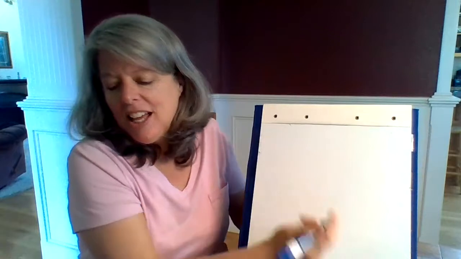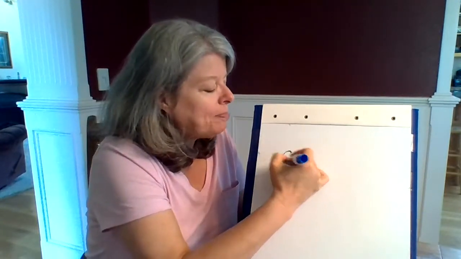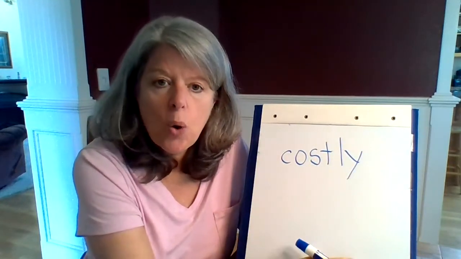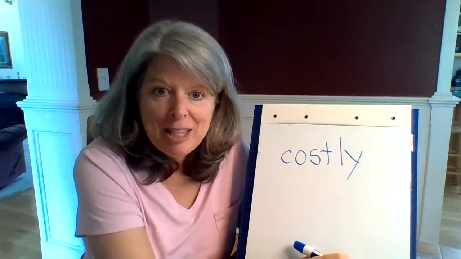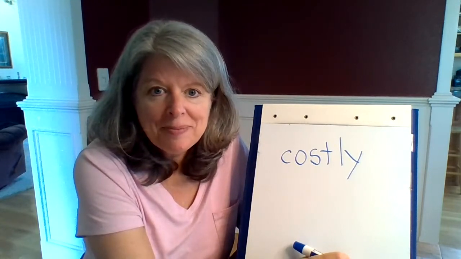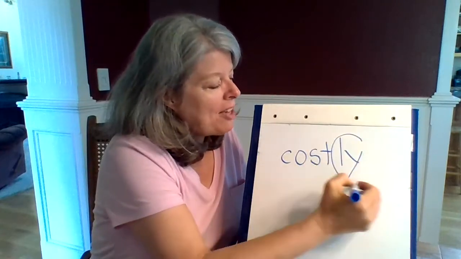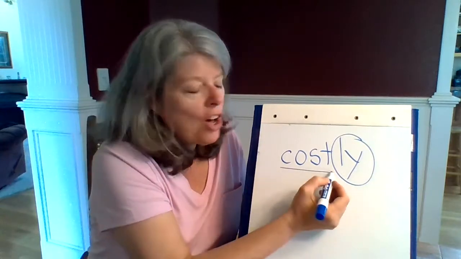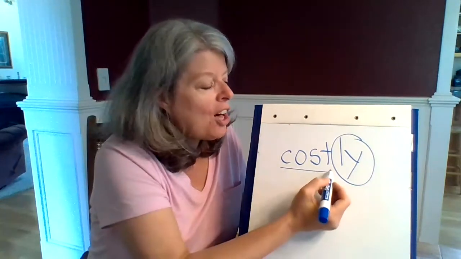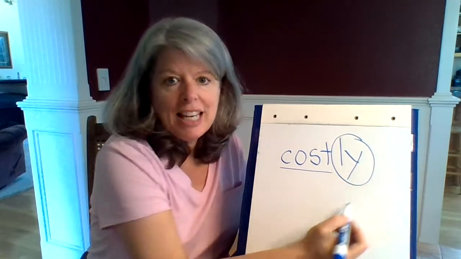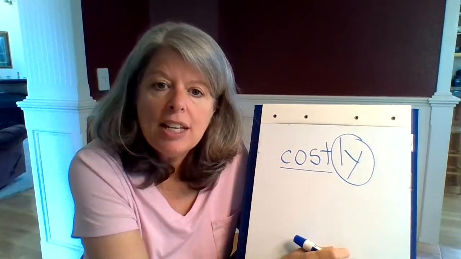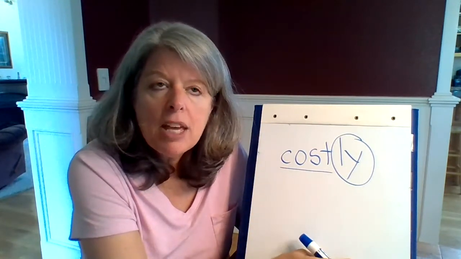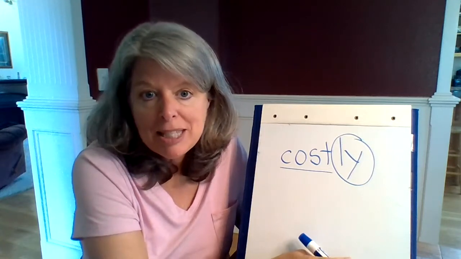All right. Write down these letters. C, O, S, T, L, Y. What chunk do you see at the beginning or end of this root word? Circle it. L-Y. L-Y says ly, and our root word is cost. So this word is costly, costly. The ly at the end tells you that it's expensive.